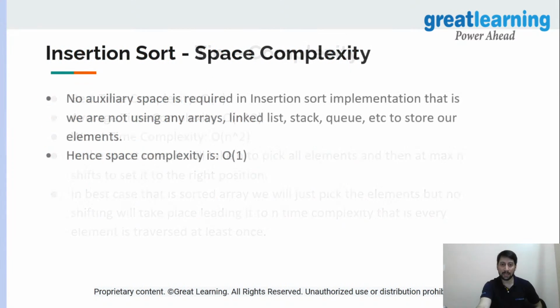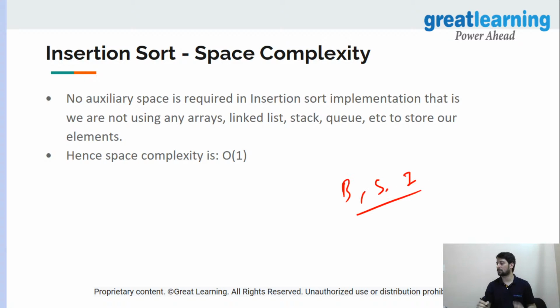Done. Now if you talk about space complexity, similar to what we have seen earlier in bubble and selection, insertion sort also takes constant space, because we are not using any arrays, linked lists, stacks, queues, anything. No auxiliary memory is used.